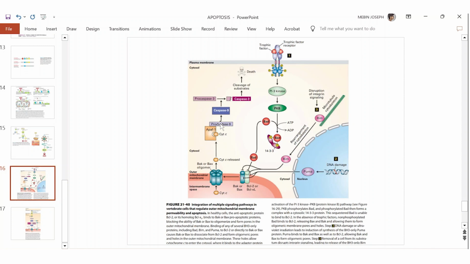apoptosome death wheel, and as usual, APAF1 will activate initiator caspase, and initiator caspase will activate effector caspase, and effector caspase will cleave all the cell substrate and the cell will die. So, in the second case, the death stimuli was DNA damage.